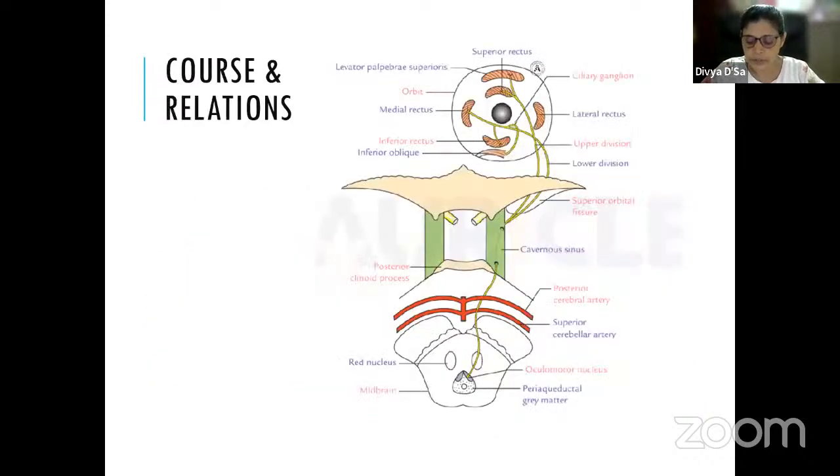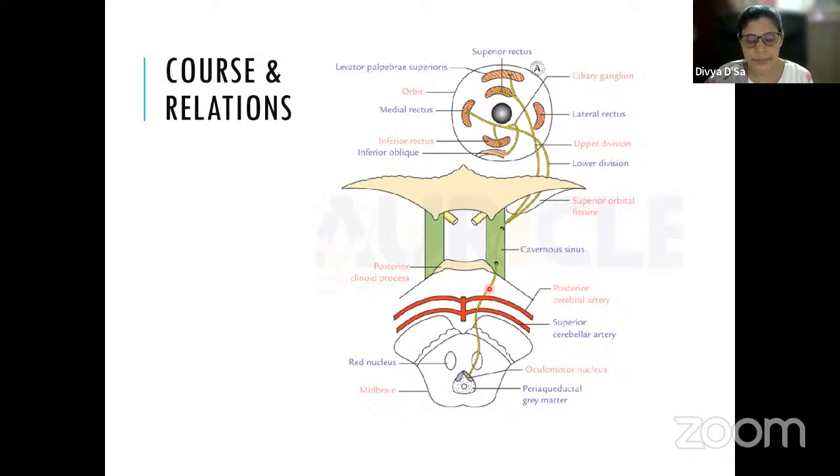So coming to the course and distribution, the oculomotor nerve arises from the medial aspect of the cerebral peduncle and continues forwards in the interpeduncular fossa. There is a cistern there, the interpeduncular cistern, which we'll be studying later. Here, if you see, it passes between the posterior cerebral and the superior cerebellar arteries.